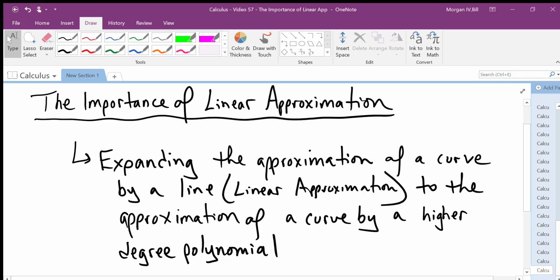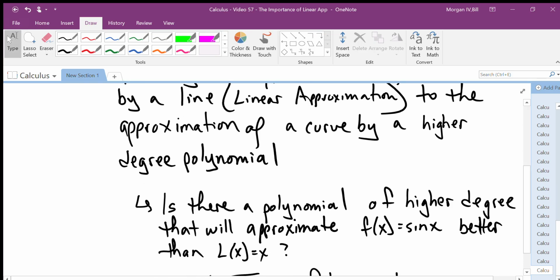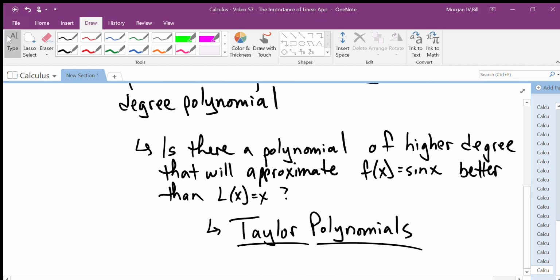We want to take this idea of linear approximation, approximating by a line, and expand it to approximating a curve by a polynomial. So, thinking of that same function sine of x, is there a polynomial of higher degree that will approximate f of x equals sine of x better than our linear approximation L of x equals x? Maybe so. The idea of that is called Taylor polynomials. Polynomials that approximate other functions. And why might those be useful?